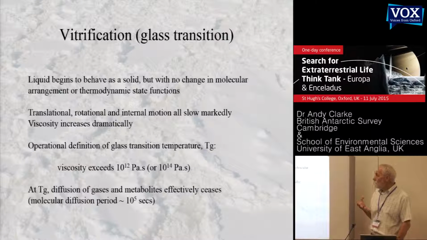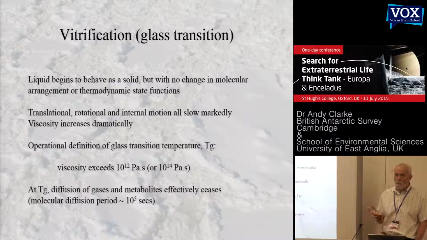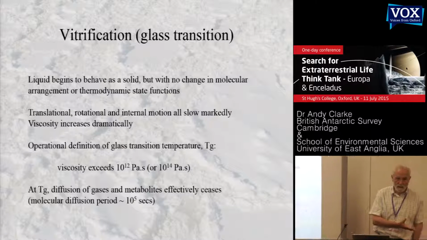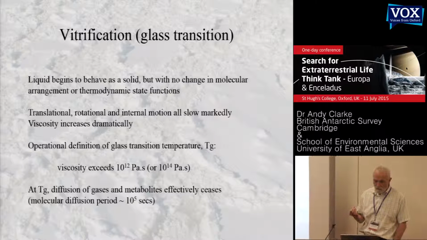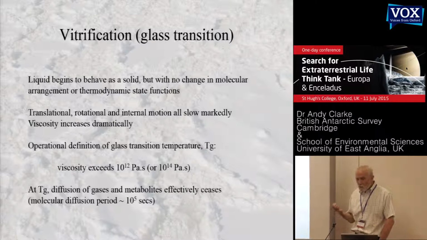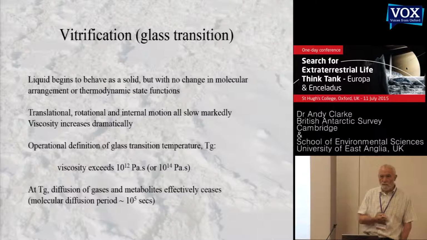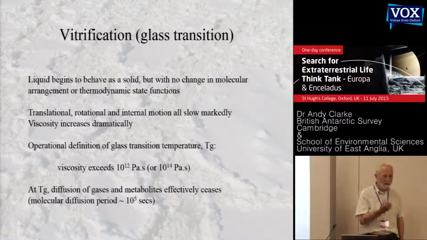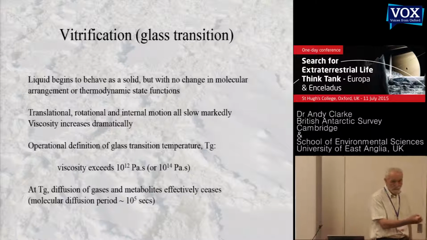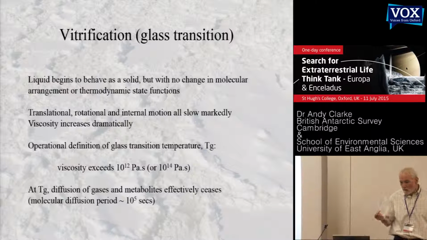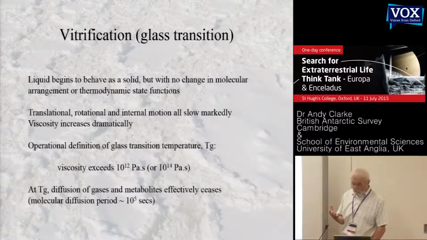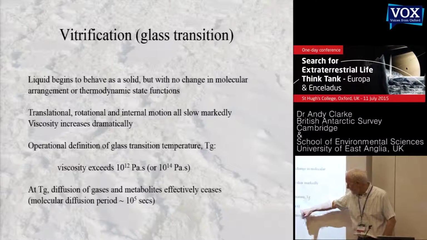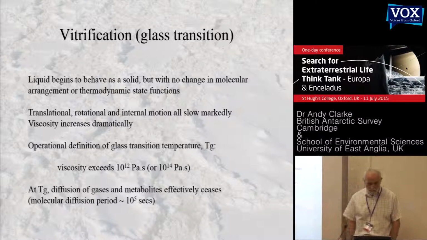Vitrification is something which most biologists have probably never encountered and probably know even less about. It's also known as the glass transition. It's an unfortunate phrase in biological terms because the vitrification of a cell is nothing like the vitrification of glass. The vitrification of glass happens simply because the viscosity of the liquid crosses a threshold, and the standard threshold is 10 to the 12 Pascal seconds.